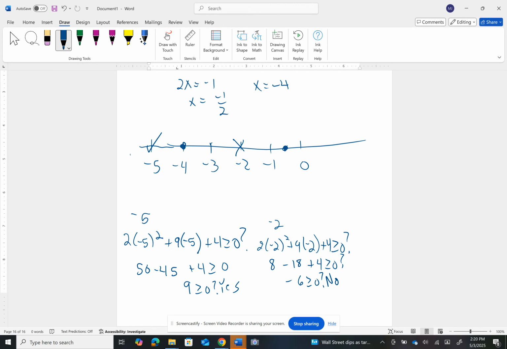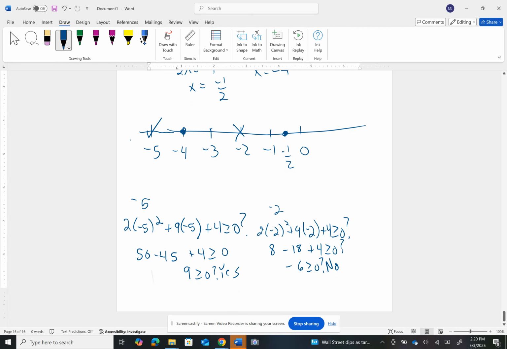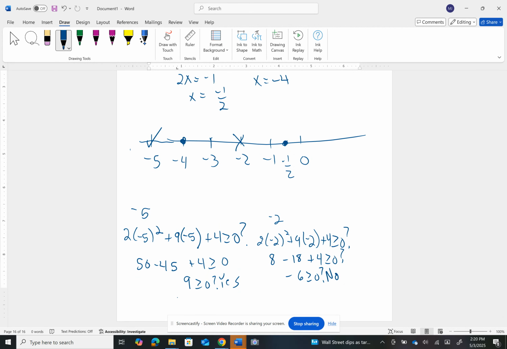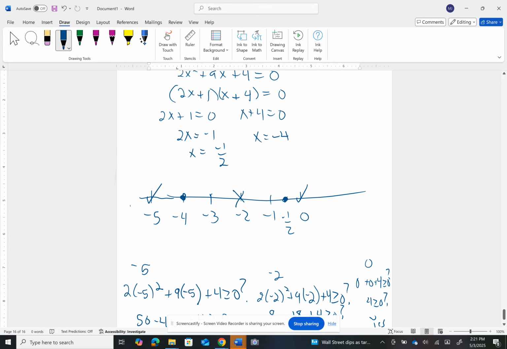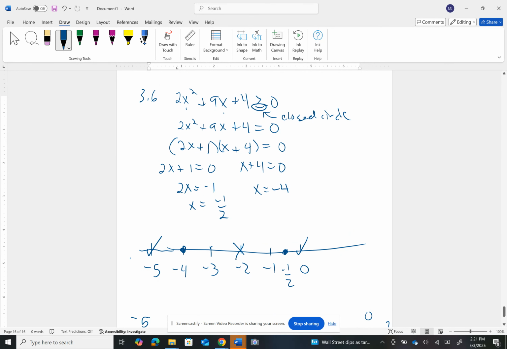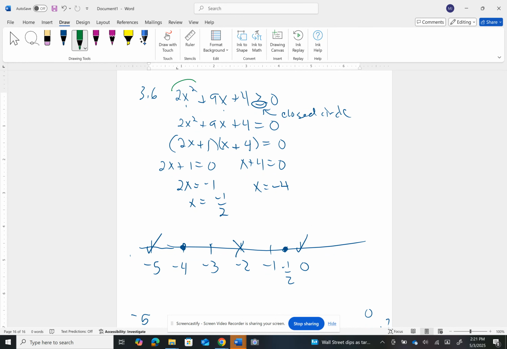And then you'd pick something to the right of this negative 1/2, like a 0, and test 0 as well. And when I test the 0 and I put it in, then I'm going to get a 0 for the first term, a 0 for the second term, and then 4, which is greater than or equal to 0. So it's a yes. Okay. So what I was trying to convey to you in class is that even though this didn't have a y in it, I like to wait till now to do it, because what I could do is think of it as a parabola.